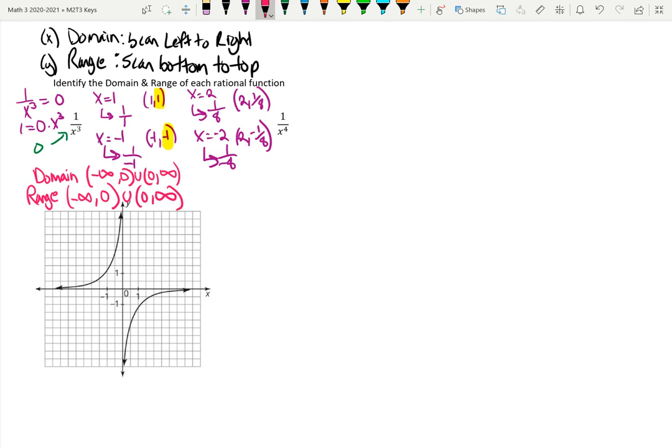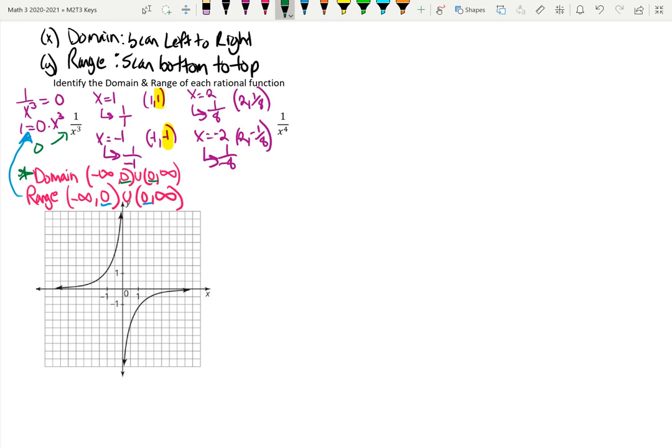Now, they are the same answer, but they're talking about two different concepts. The domain is from the part about the denominator. It can't be 0. The range comes from this part where there is no input that produces 0. Notice the difference. The output is 0. Input is 0. Let's go ahead and look at our next one.